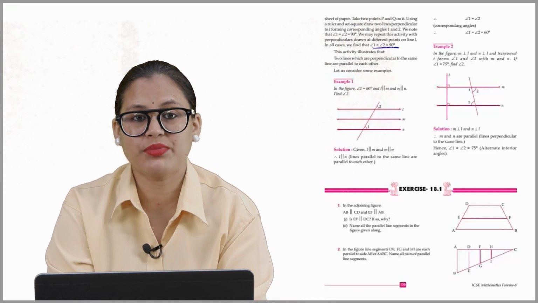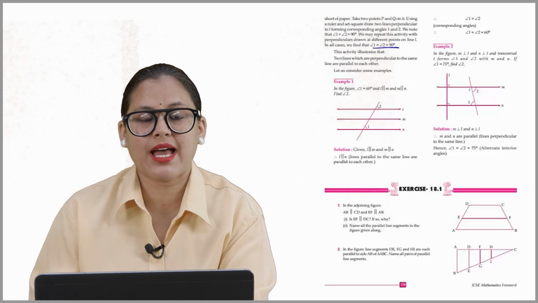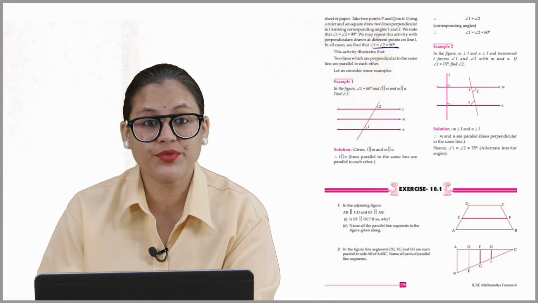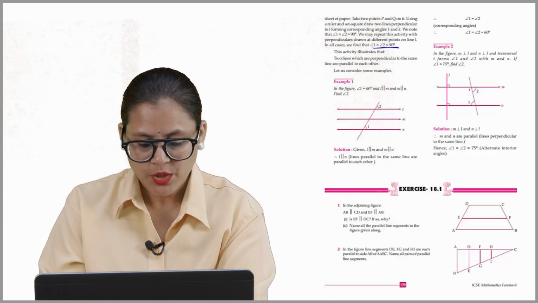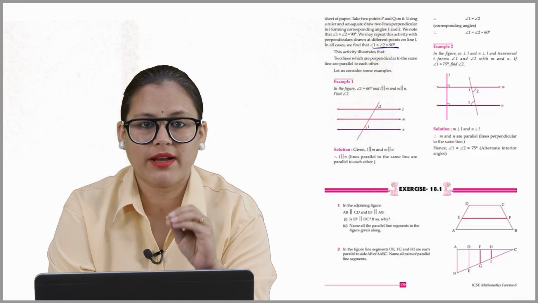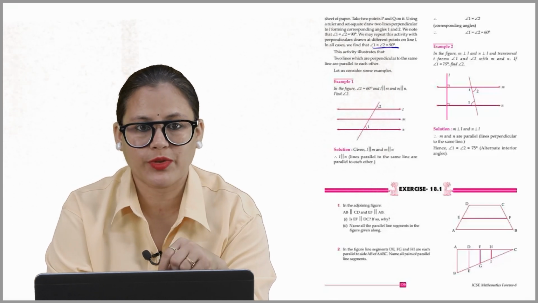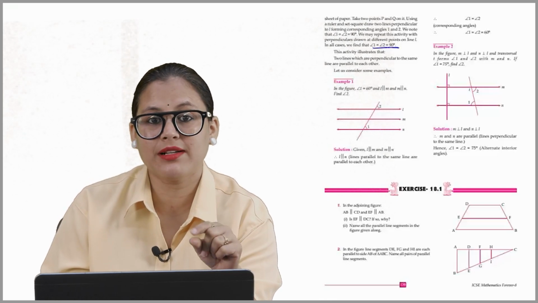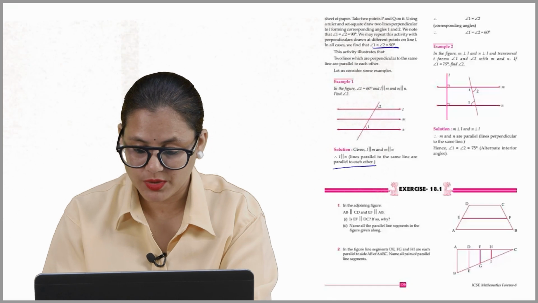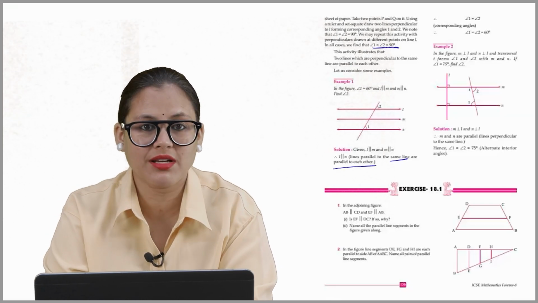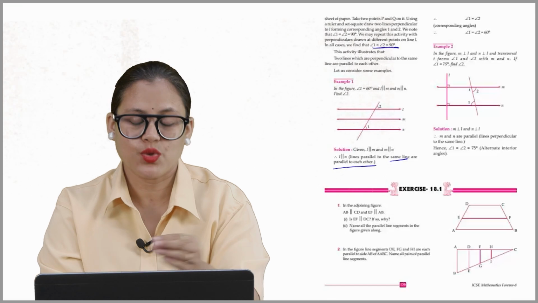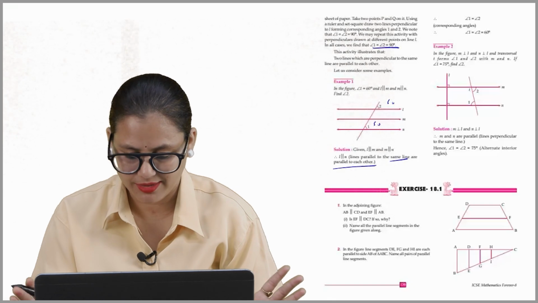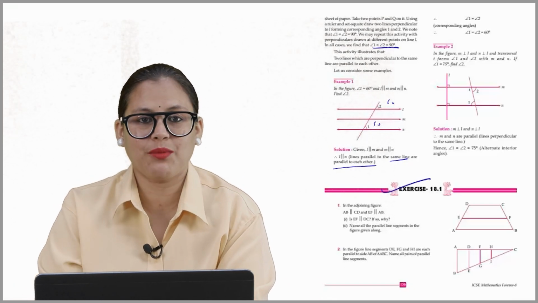Let's consider a few examples. Example number 1. In this figure, as you can see, angle 1 is 60 degrees and L is parallel to M and M is parallel to N. So we have to find angle 2. L is parallel to M and M is parallel to N. It is given. Therefore, L is also parallel to N. Lines parallel to the same line are parallel to each other. Remember that. That means angle 1 and angle 2 are corresponding angles and therefore these two angles are equal. So angle 1 is 60 degrees and angle 2 is also 60 degrees. Reason, corresponding angles.